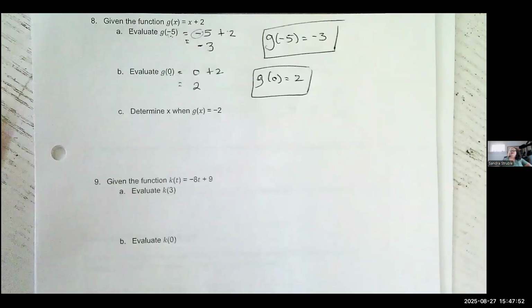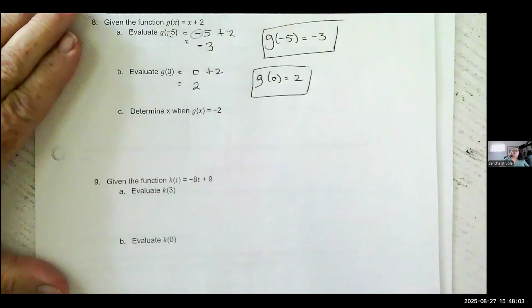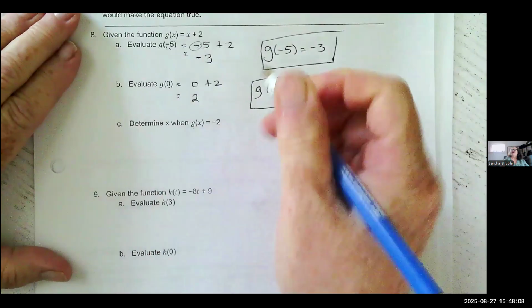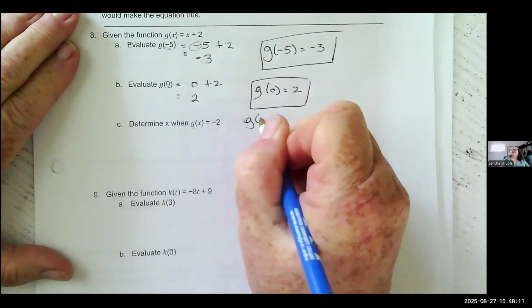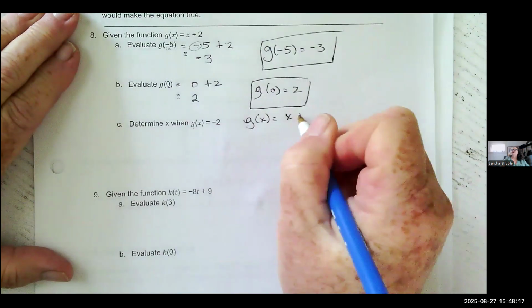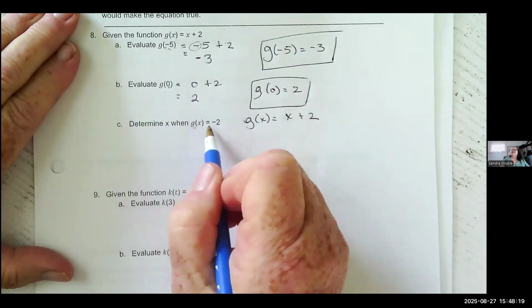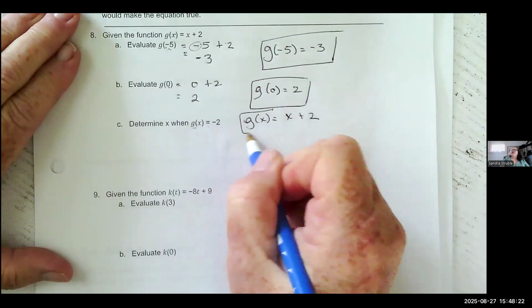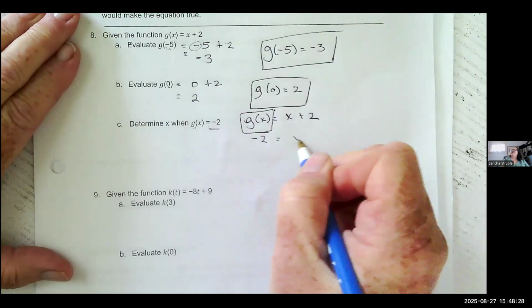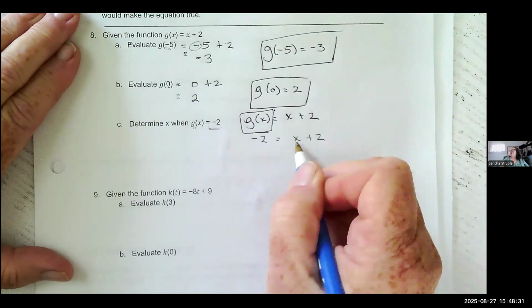Okay, determining x when g of x is equal to -2. So now, instead of plugging in for x and evaluating, we are solving for x. I'm going to rewrite this as g of x is equal to the original function, x plus 2. And I've got g of x is equal to -2. So where this g of x is, I'm going to substitute -2. And now all I have to do is solve for x.